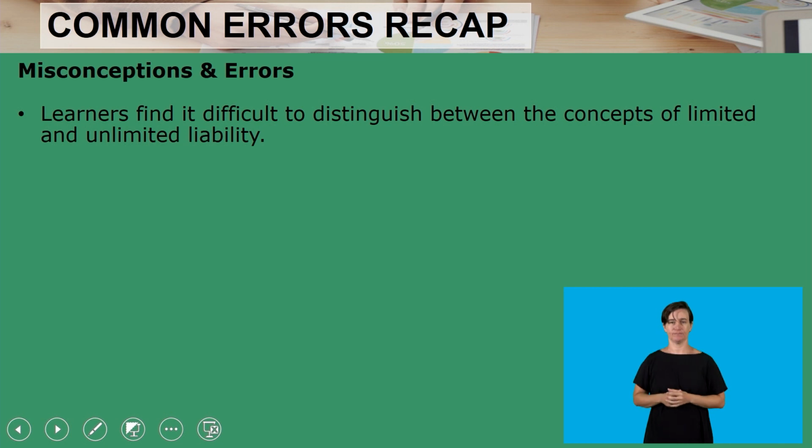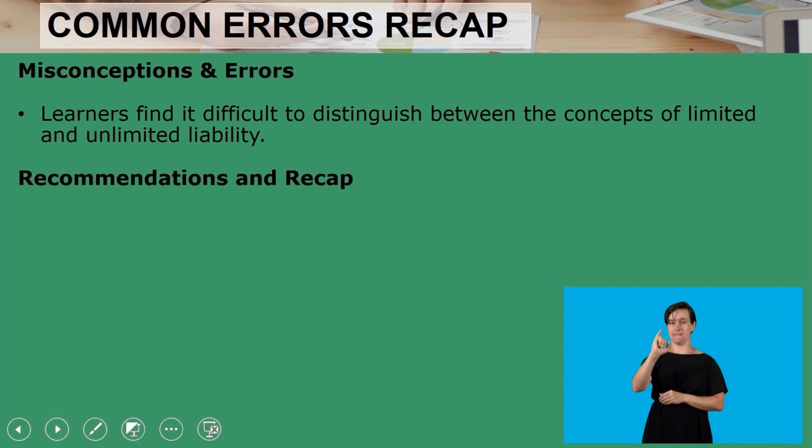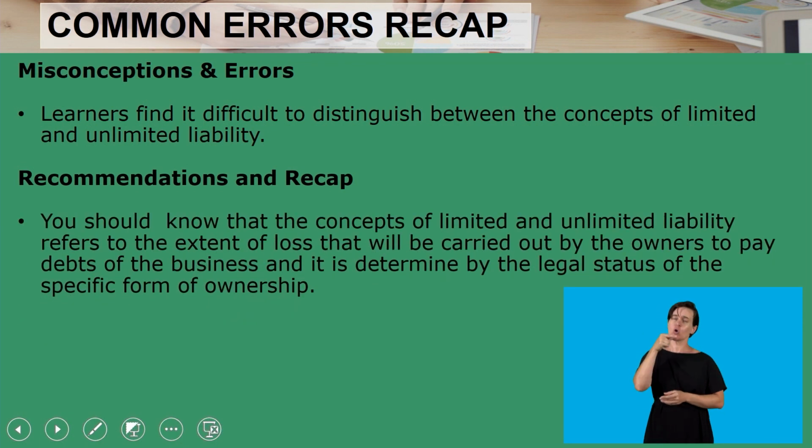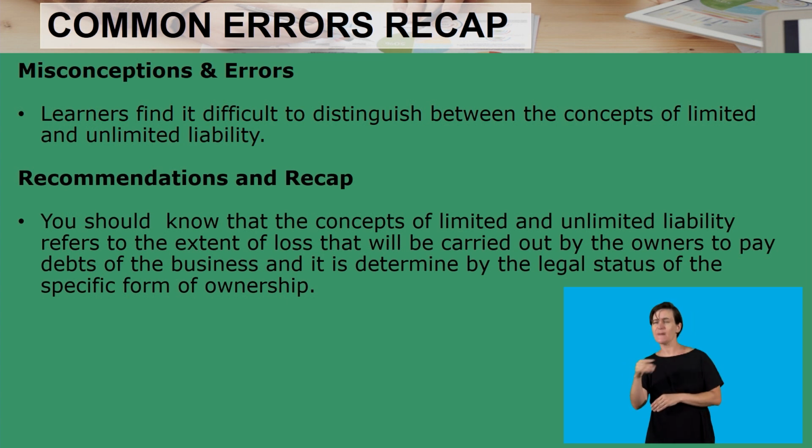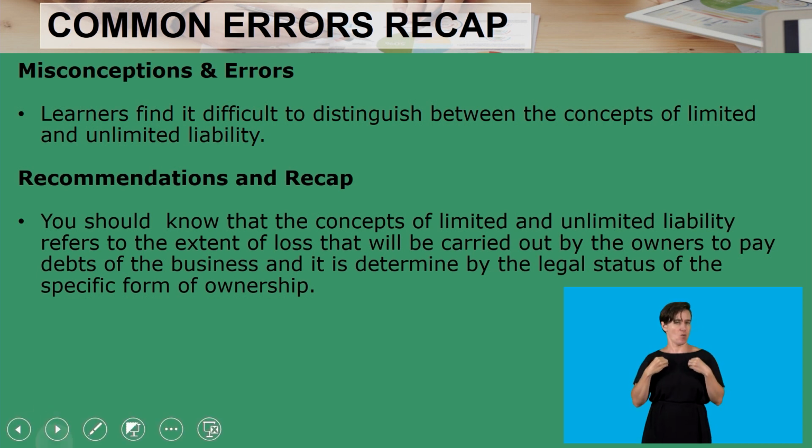Now, let's look at the common errors recap. Misconceptions and errors. Learners find it difficult to distinguish between the concepts of limited and unlimited liability. Recommendations and recap. You should know that the concept of limited and unlimited liability refers to the extent of loss that will be carried by the owners to pay debts of the business, and it is determined by the legal status of the specific form of ownership.